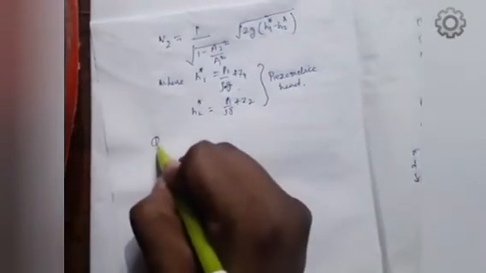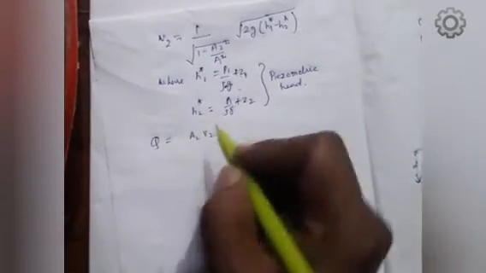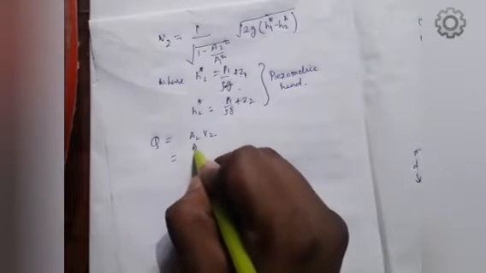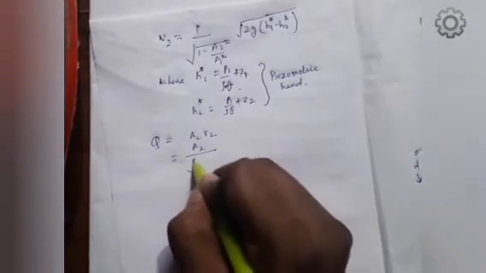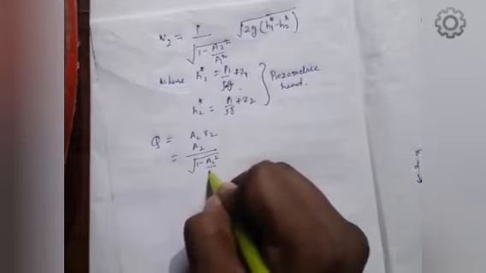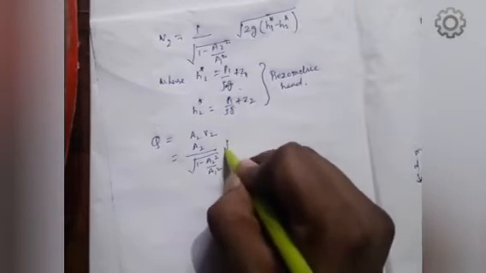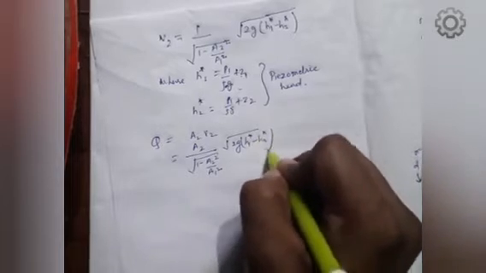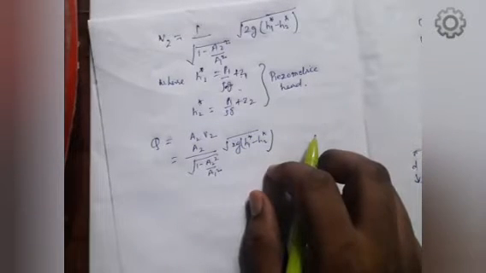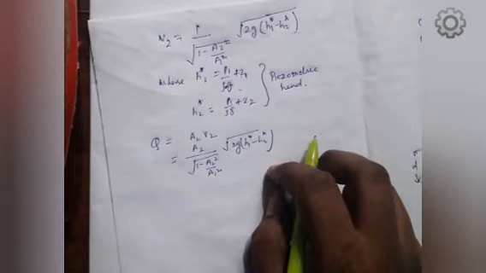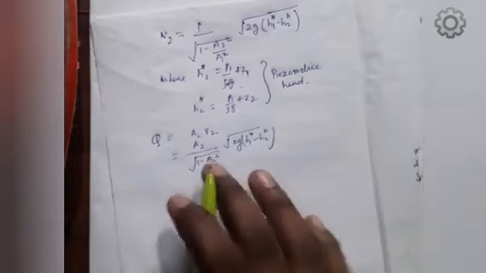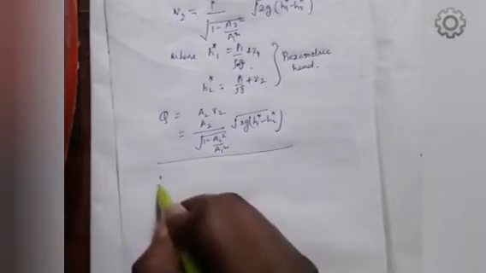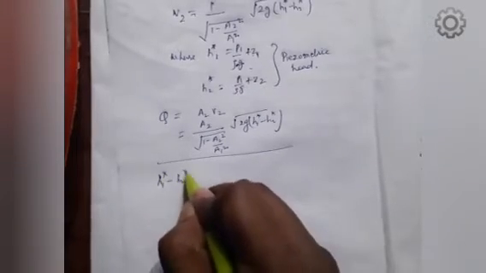So the discharge is A2 V2 from the continuity equation, and that gives A2 by root under 1 minus A2 square by A1 square, times root under 2g (H1 star minus H2 star). But we have to measure H1 star minus H2 star. So how can we get H1 star minus H2 star?